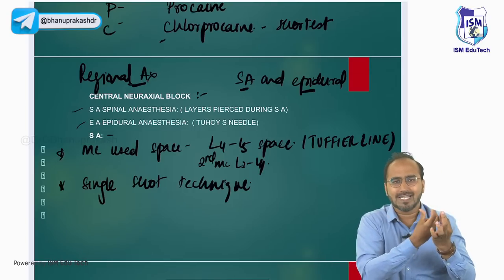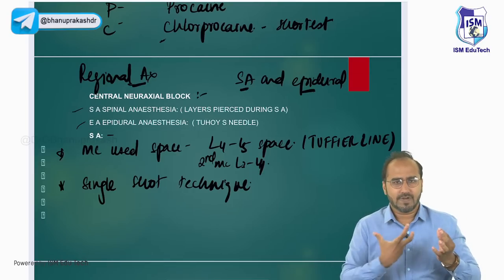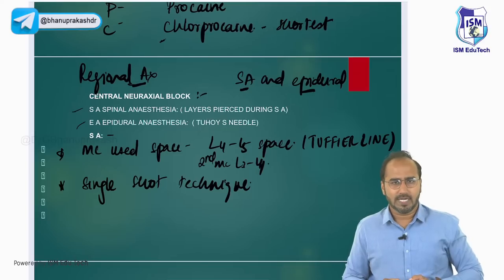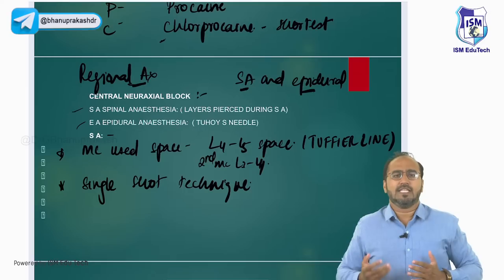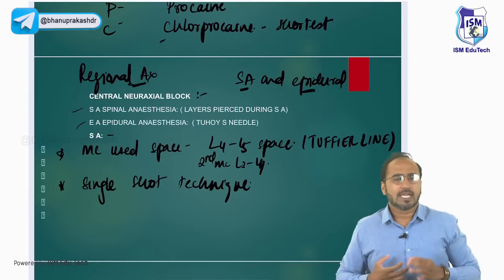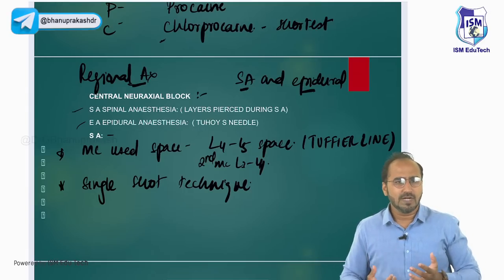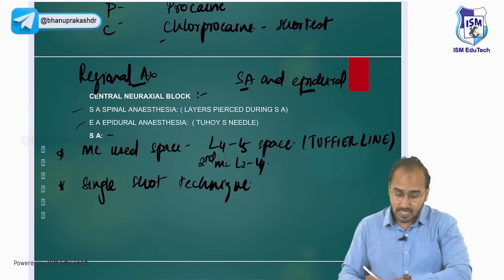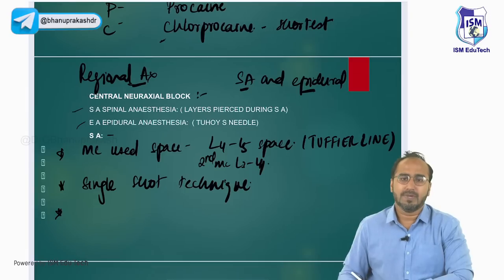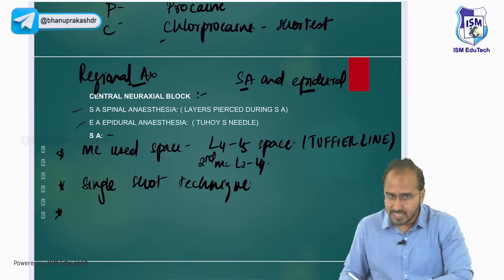Once you give the local anesthetic drug into the CSF, the cerebrospinal fluid, the patient will have numbness or that effect for 2 to 3 hours. You cannot repeat and give one more dose of spinal. It's a single shot technique.